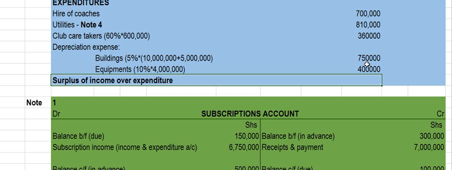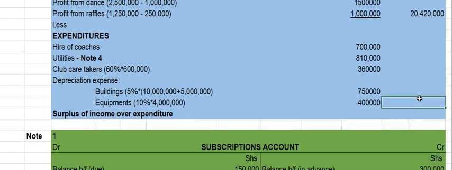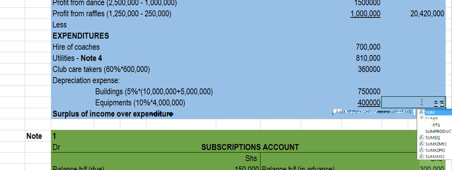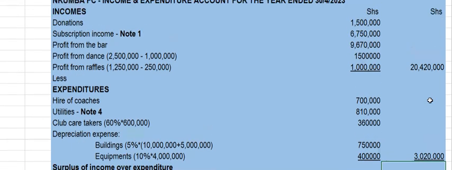So what you have to do now is to add and get your total expenditures. Those are the expenditures which we have. The expenditures for the bar, those belong to the bar, so you don't need to show them again here unless they were to be allocated. But this is what we have that will appear in the income and expenditure account for the club.